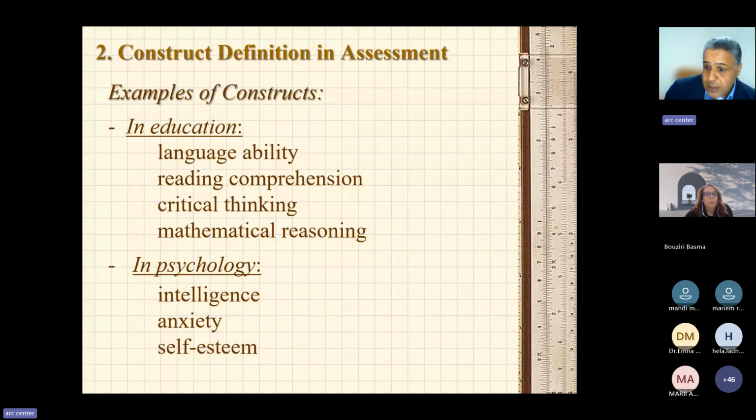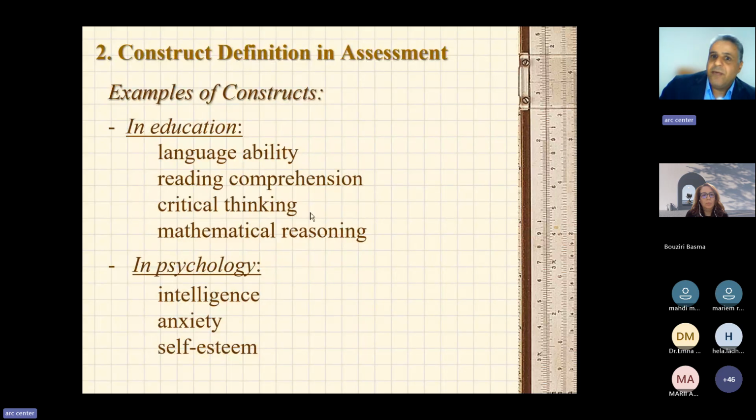So those four macro skills can each be considered as a separate construct that we are measuring. We can talk about a construct as a whole entity, such as the ability you have in a specific language, your ability in English, in Arabic, in French, or it can be, for example, an ability like mathematical reasoning, like critical thinking.